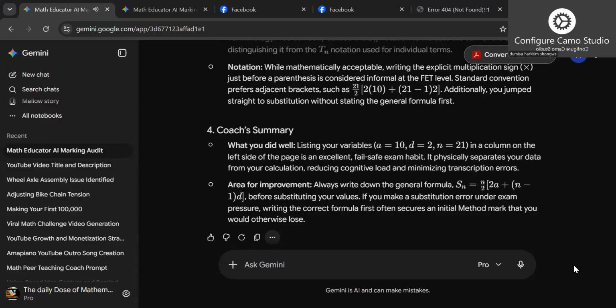4. Coach's summary. What you did well. Listing your variables, a equals 10, d equals 2, n equals 21, in a column on the left side of the page is an excellent, fail-safe exam habit. It physically separates your data from your calculation, reducing cognitive load and minimizing transcription errors. Area for improvement. Always write down the general formula S_n equals n over 2 times (2a plus (n minus 1)d) before substituting your values. If you make a substitution error under exam pressure, writing the correct formula first often secures an initial method mark that you would otherwise lose.